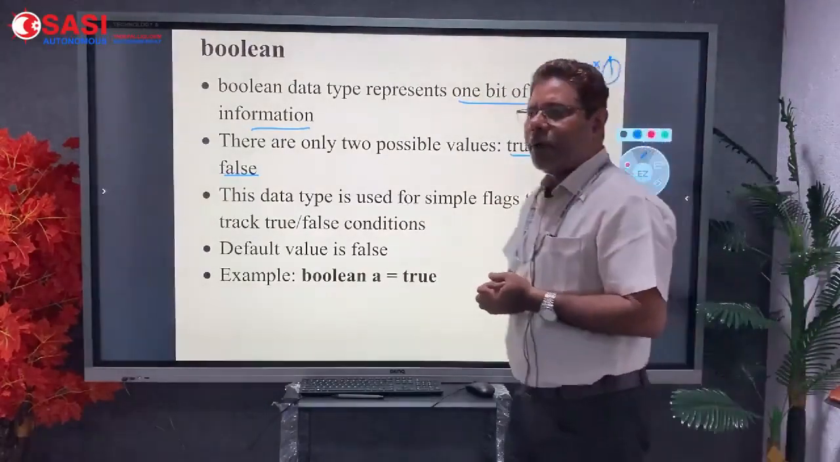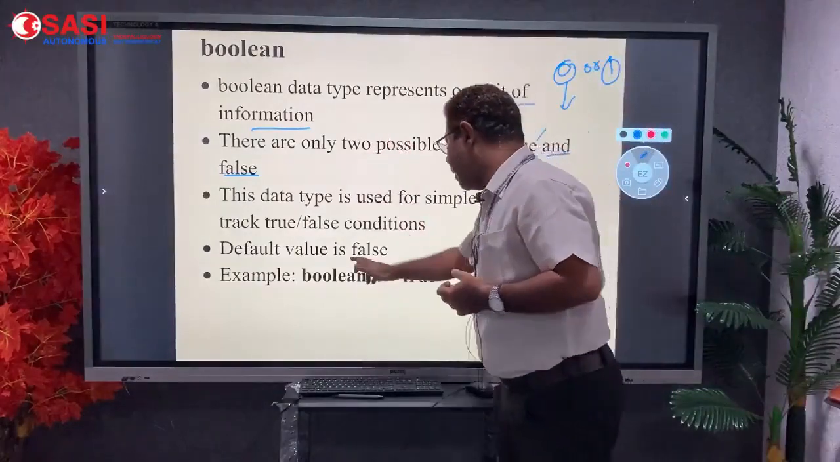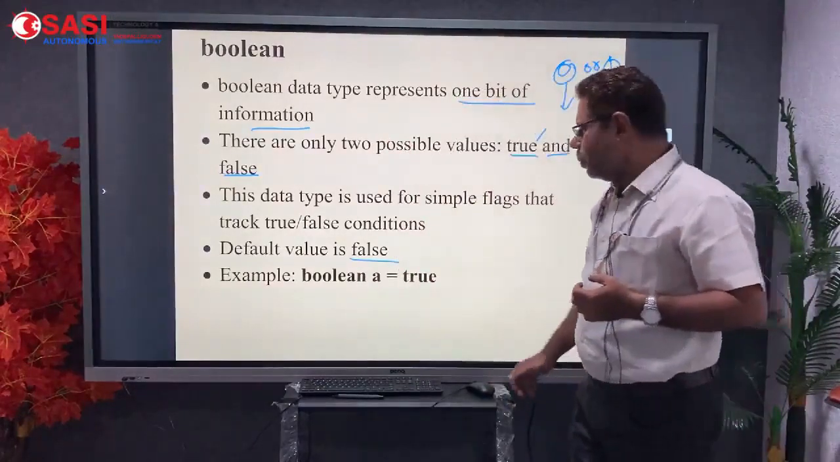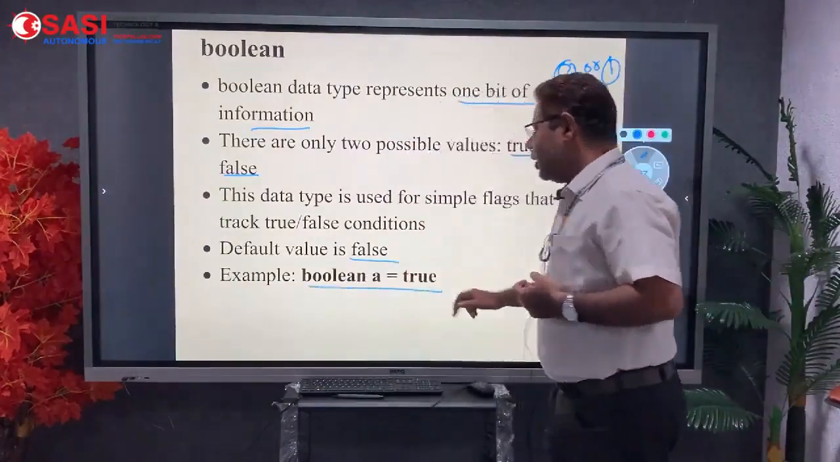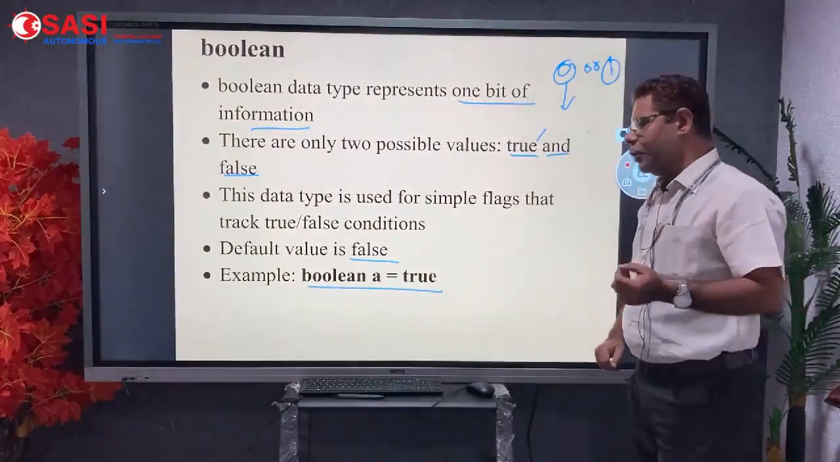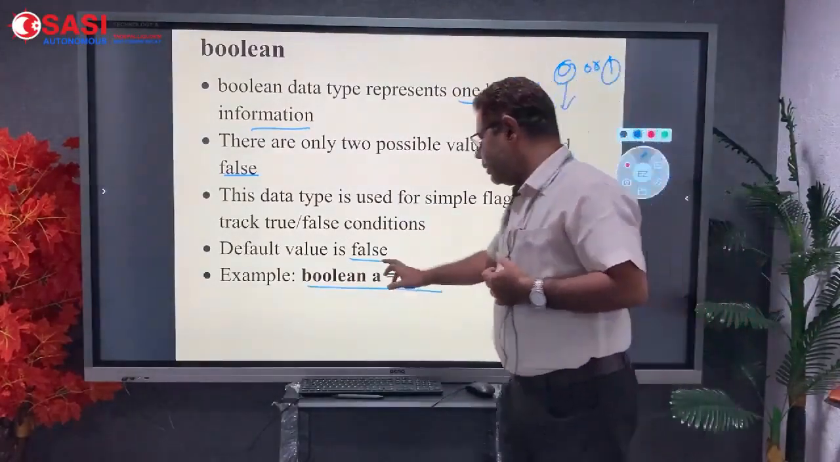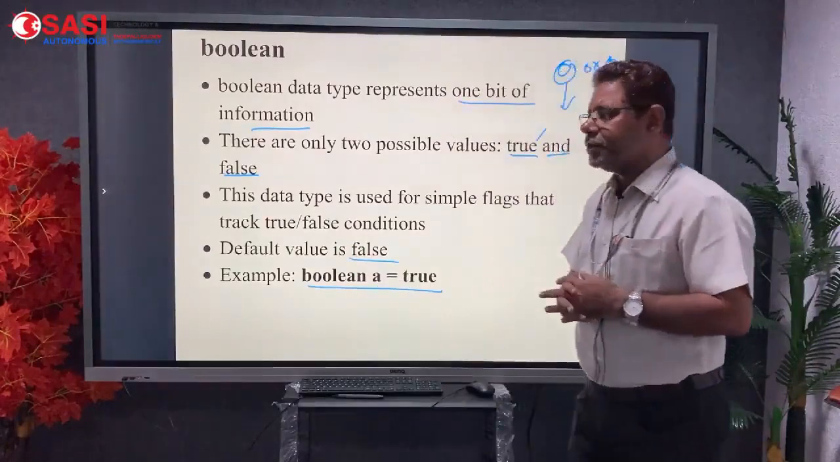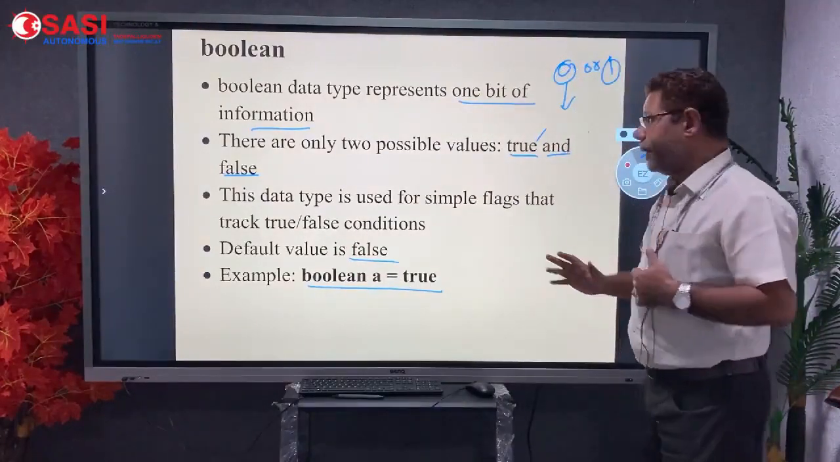The default value of the Boolean data type is false. For example, boolean a = true. That means a true value is moved to the variable a of type boolean. So this is the Boolean data type.